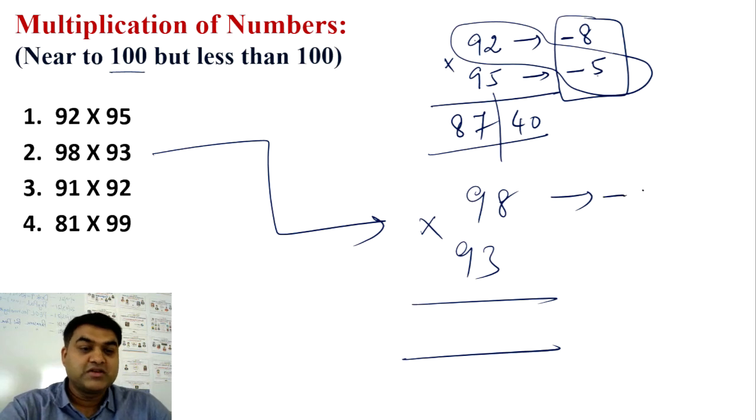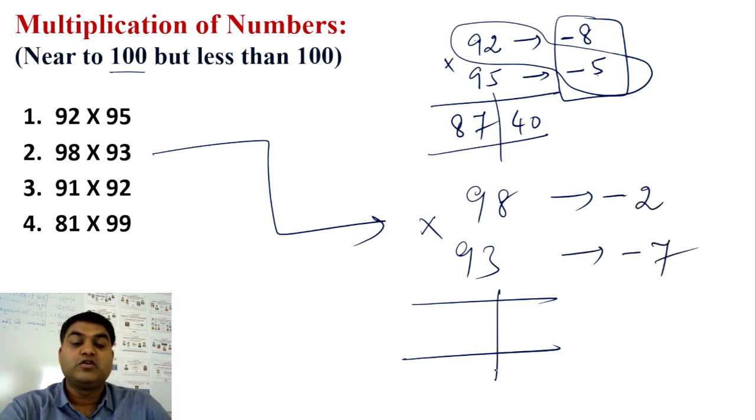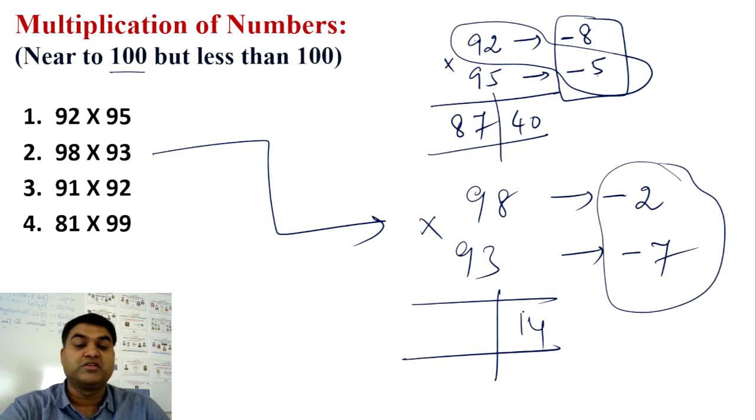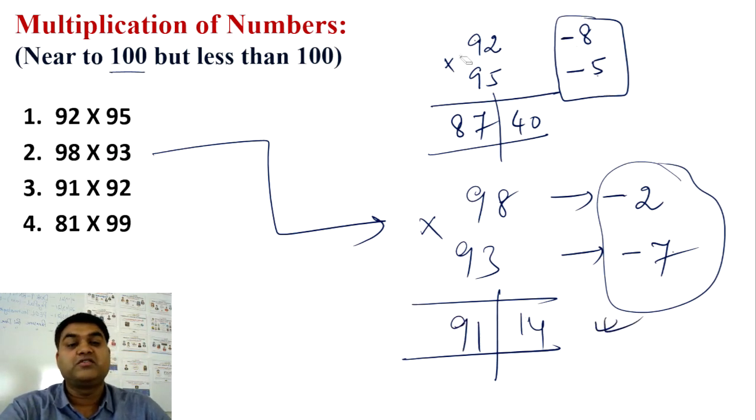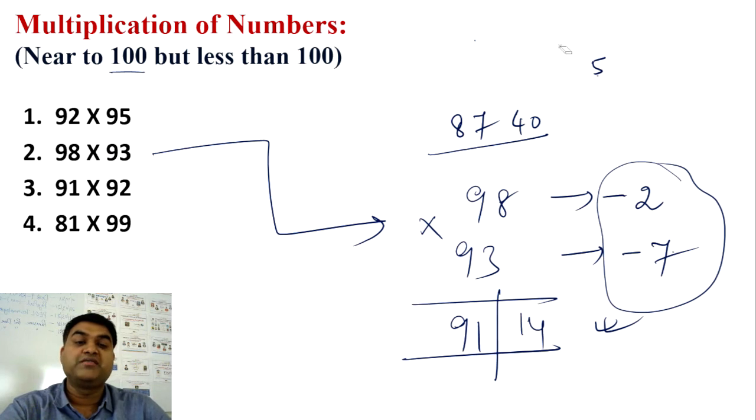98 into 93. This number is 2 less than 100. This number is 7 less than 100. On the right hand side, 7 into 2 is 14. Why? Because minus into minus becomes positive, plus. And on the left hand side, 98 minus 7 is 91. We got the answer. Did you understand? Dear friends, hope you have understood this. Having understood this, we will go to the next sum.